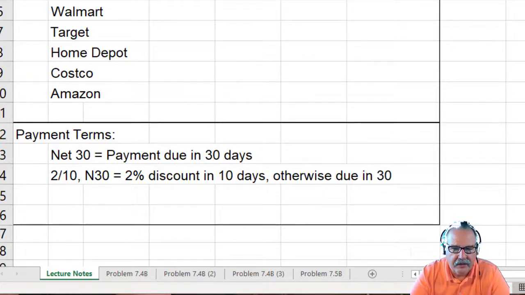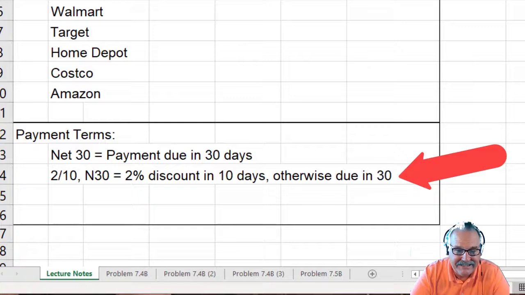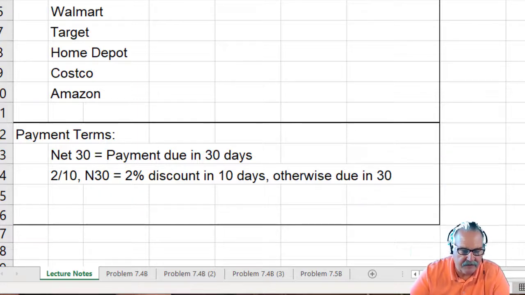Also, there are out there payment terms that give customers the option of taking a discount if they pay within a certain period of time. So what's in front of you here is 2/10 net 30, which means a 2% discount if you pay in 10 days. Otherwise, you have to pay me in 30 days. But it could be 1/10 net 60 or 1/15 net 45, so you can plug in whatever works best there.